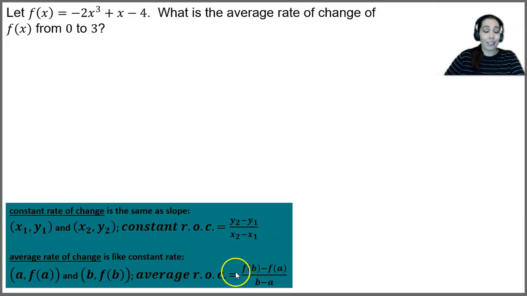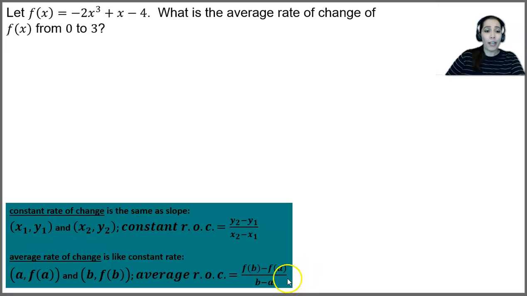Both formulas are essentially the exact same thing. You take one term's y value and subtract the y value of the second term in your numerator. In your denominator, you take one term's x value, subtracting the other one's x value. So both formulas are the same. You just use the constant rate of change when you are looking at a linear or straight line, and you use the average rate of change when you're using some kind of curved line.